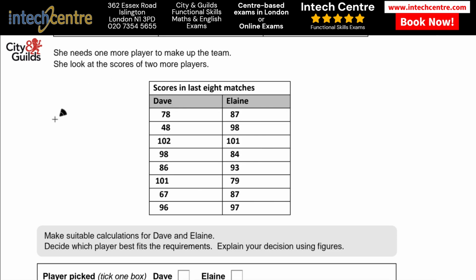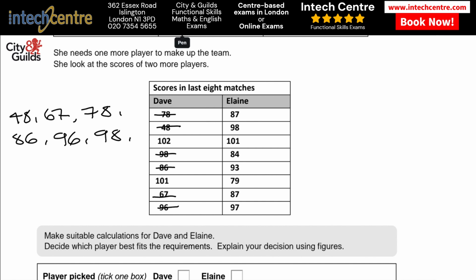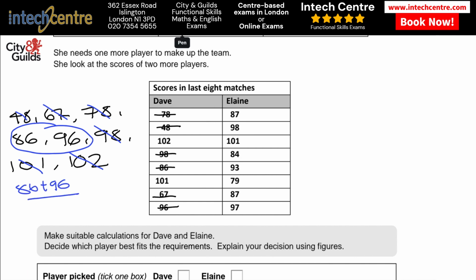So starting on the left-hand side for Dave, to work out the median, what you can normally do to make it easier is start with either the lowest number or the highest number. So we'll start with the lowest in this case and just list them in order going from smallest to biggest. So we have 48, get rid of that one. The next smallest one is going to be 67, followed by 78, followed by 86. You can cross these off as you go. So 67, 78, 86, then we have 96, 98, 101, and 102. So to work out the median, you cross off the smallest and the largest, cross off the next smallest, next largest, next smallest, next largest. And when you have 2 numbers left here, you add them together and divide by 2. So 86 plus 96 divided by 2. And this gives us 91. So Dave's median score is 91.